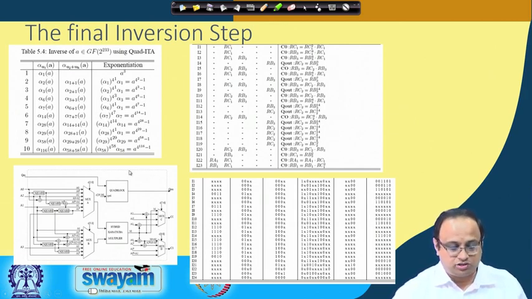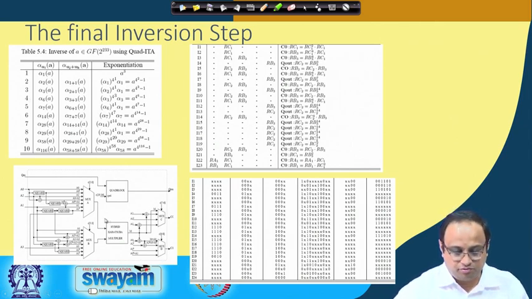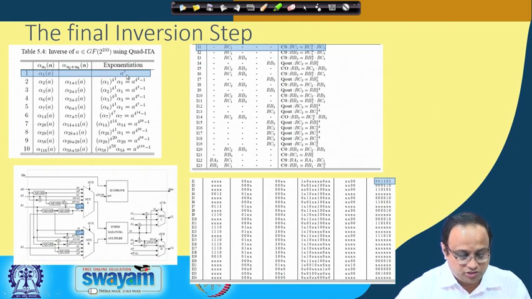I will quickly recapitulate the Itoh-Tsujii inversion algorithm using the quad logic which we studied previously. This is a quick flow chart of how the computation works. If you remember, I will show you one part. For example, this is the initial step where you need to do a cube. In a cube, I take the input, but I do not have any cubing circuit, though I have got a squaring circuit.